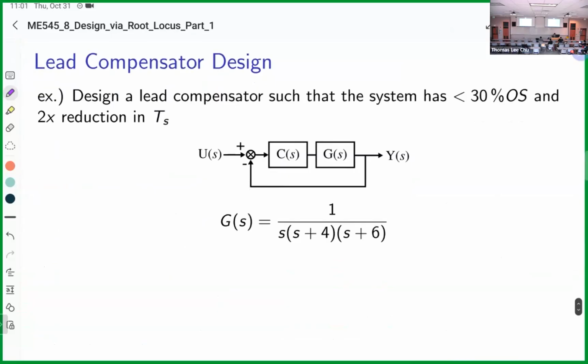Since it's not as effective, our constraints for improving the transient response time are a little bit more relaxed. So it's not as strict. Instead, we want to design the same system, but now with 30% overshoot or less and a 2 times reduction in settling time, compared to under 16% and a 3 times reduction. So the steps are pretty similar up to that point.